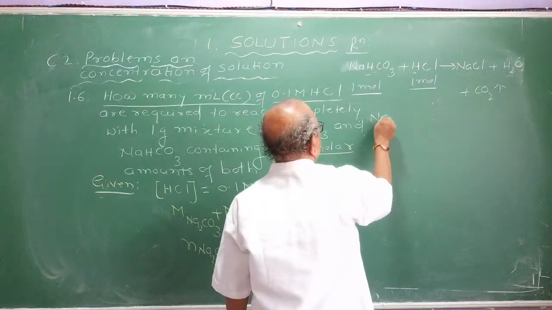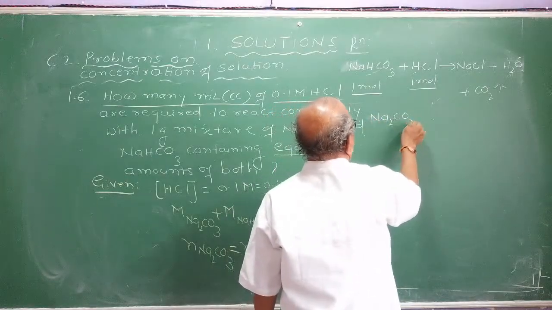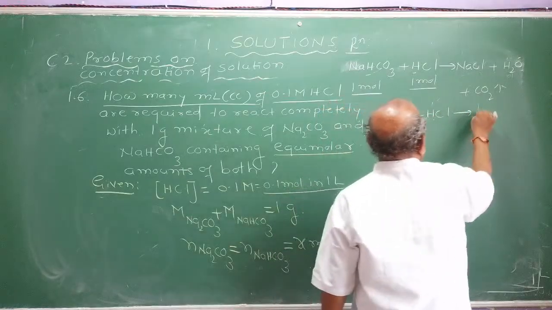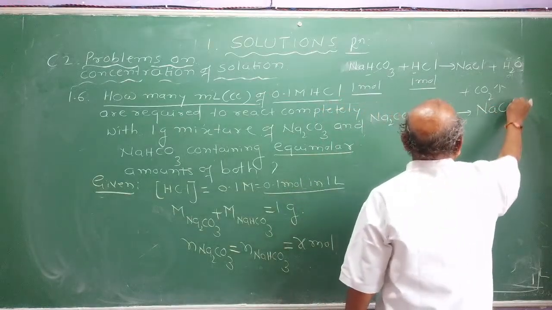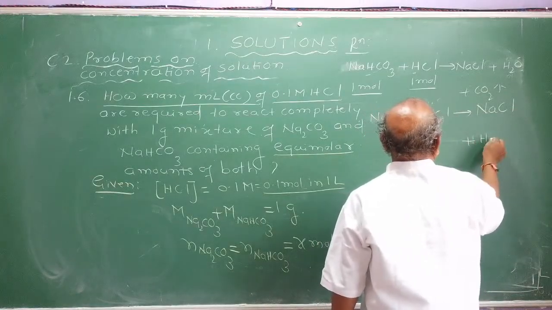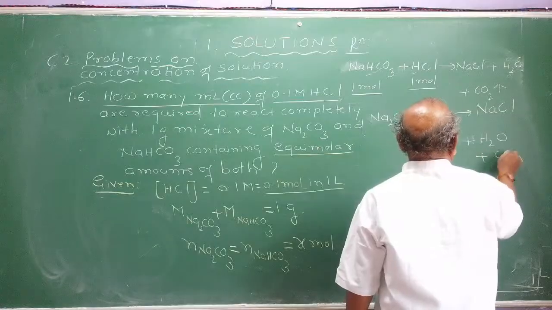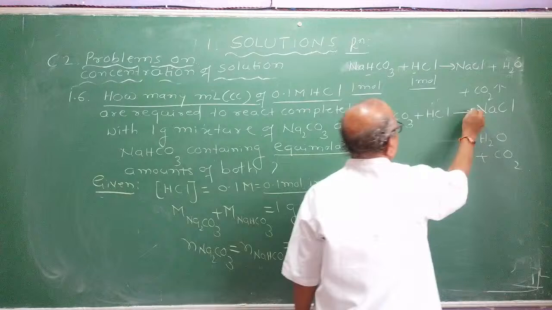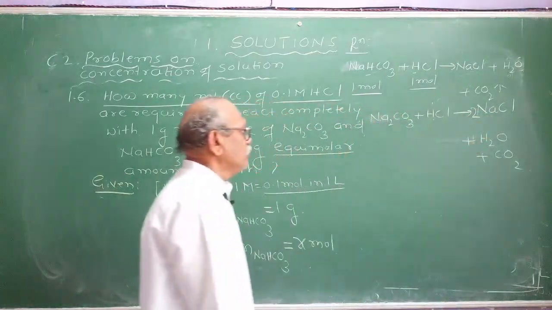Similarly, we will take sodium carbonate plus HCl. What is the product? Again, you are getting NaCl plus H2O plus CO2. Balance the equation. You can get now Na2CO3 plus 2 HCl gives 2 NaCl. Write the equation. I will tell you.